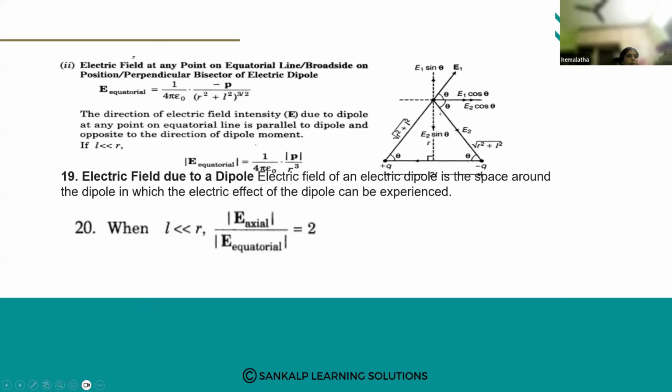So what is this? The electric field lines due to the dipole. Correct. Electric field due to dipole. So this is the electric field due to dipole. Electric field at any point on the equatorial line, broadside on position or perpendicular bisector of the electric dipole.